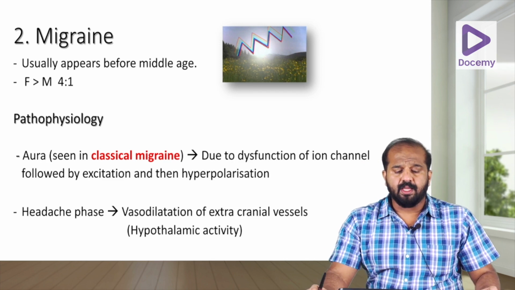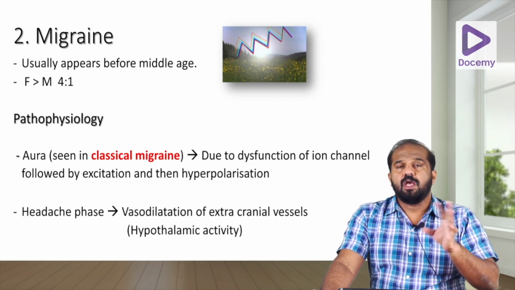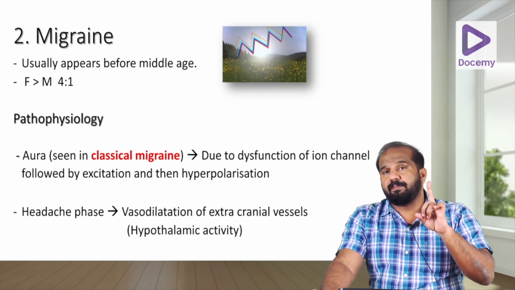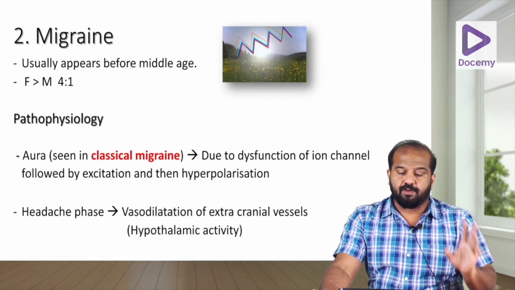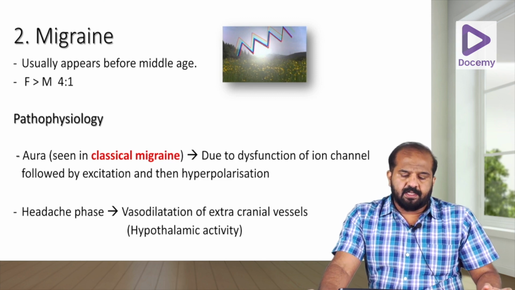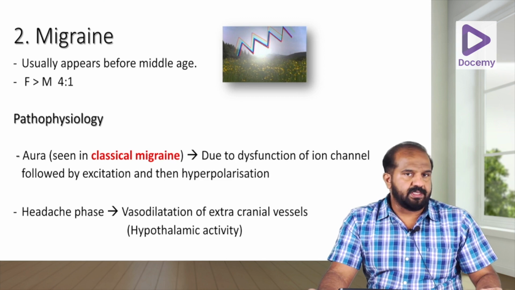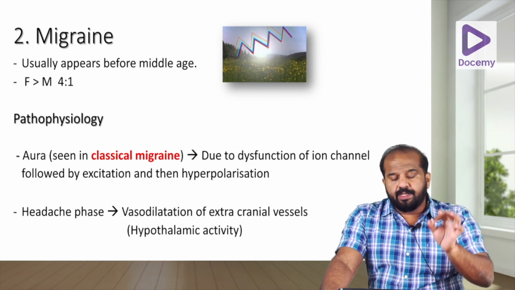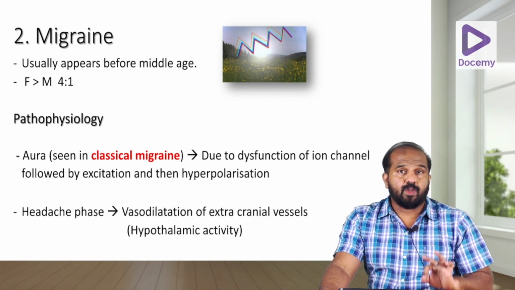It usually appears before middle age. The female to male ratio is 4:1. So female preponderance is classical of migraine. Pathophysiology: a lot of mechanisms are there, so I will try to simplify it. Aura, I already told you, is seen in classical migraine in 20% of the patients. Right. It is due to a dysfunction of the ion channel.